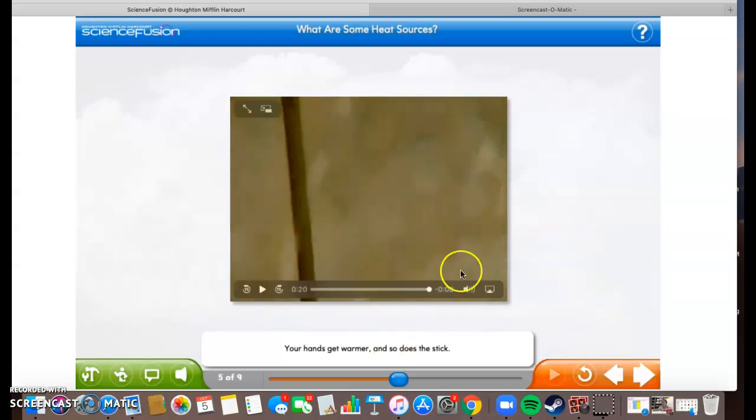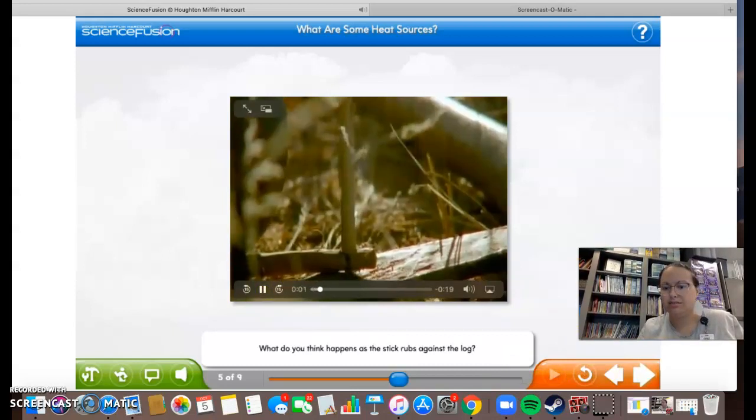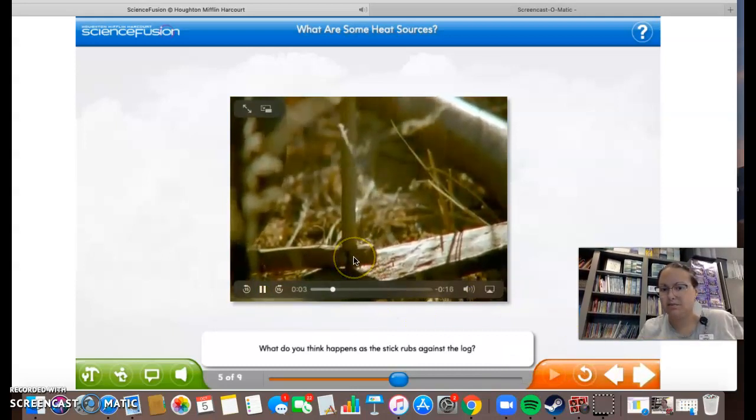Okay, did you see how that worked? I want to watch the whole thing again. So he's using his hands at the top of the stick to turn the stick, and then the bottom of the stick is rubbing against the log as it turns. So watch that again. What do you think happens as the stick rubs against the log?